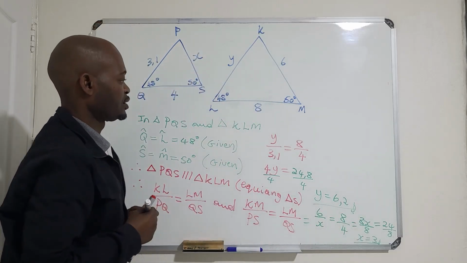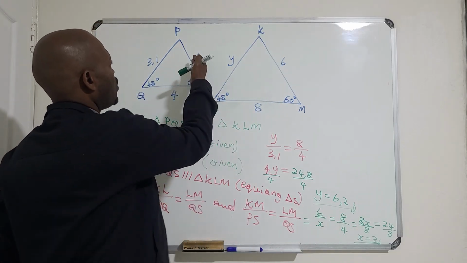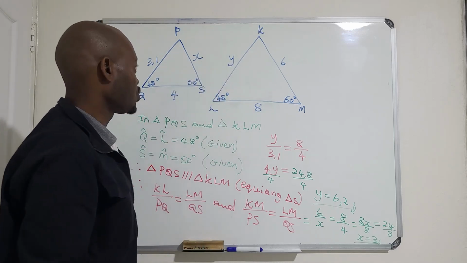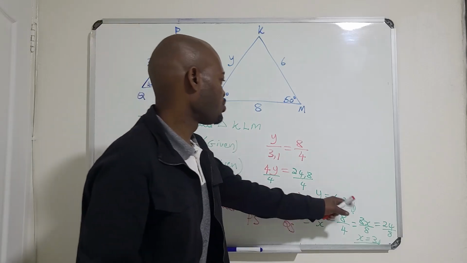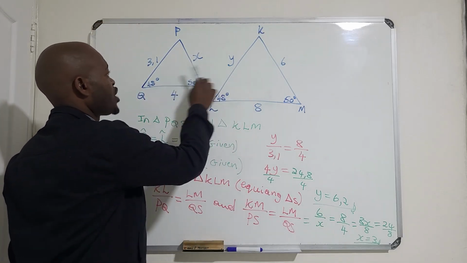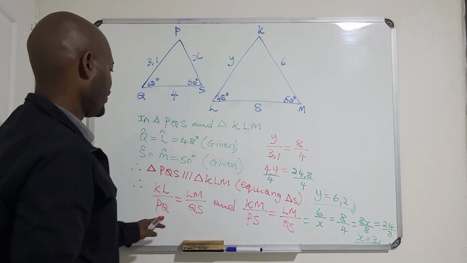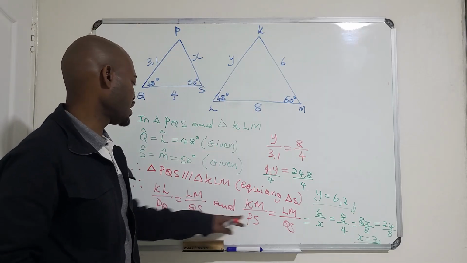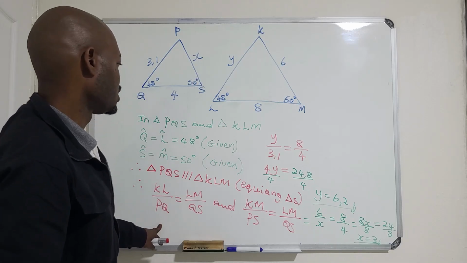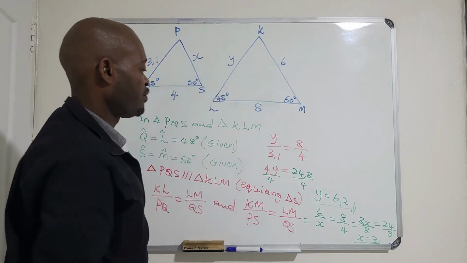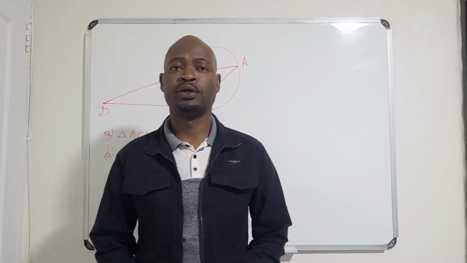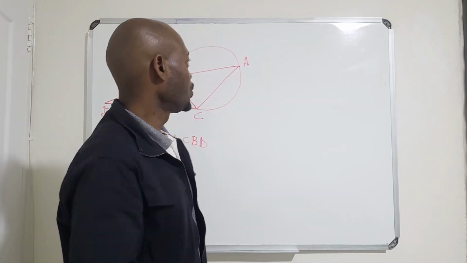So we've just found x to be 3, and we found y to be 6.2. We must first prove that the two triangles are similar. Then we can set up our ratios so that we can solve for what we are looking for. Let's do another example on theorem number 2.